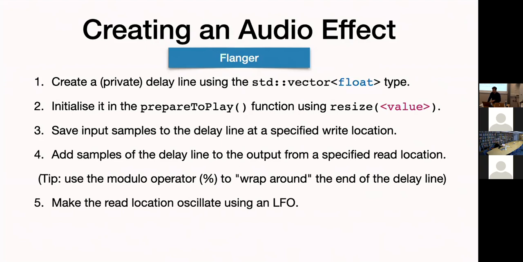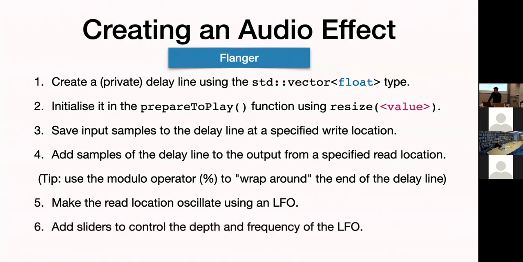And then the extra steps are to make the read location oscillate using a low frequency oscillator. So you use your sine wave to, instead of create sound, generate the index of where we are looking in this buffer. So there's some thinking involved there as well. And then finally, add the sliders from what you have learned to control the depth and the frequency of this LFO. With the depth, I mean how far do we look back? And with the frequency, I mean the frequency.